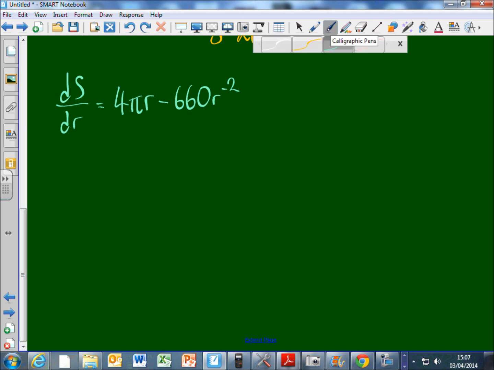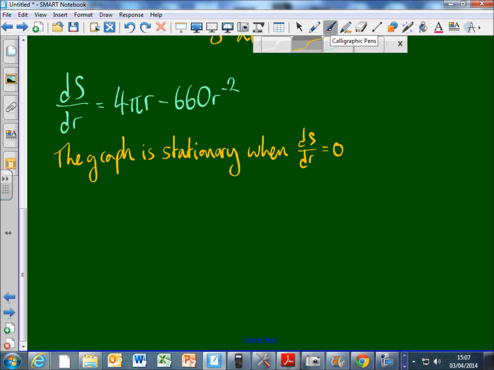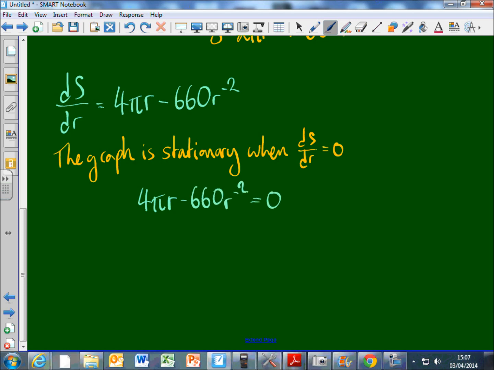And now you want to write this statement, you want to say, it's stationary, or the graph is stationary. What do I mean by stationary? Yeah. Or it's a maximum or a minimum. The graph is stationary when the gradient equals 0, and that's what we're trying to find out, the stationary point. So I take this thing, 4 pi r minus 660 r to the minus 2, and I want it to be equal 0, and we're trying to find the value of r that makes it 0. Okay?